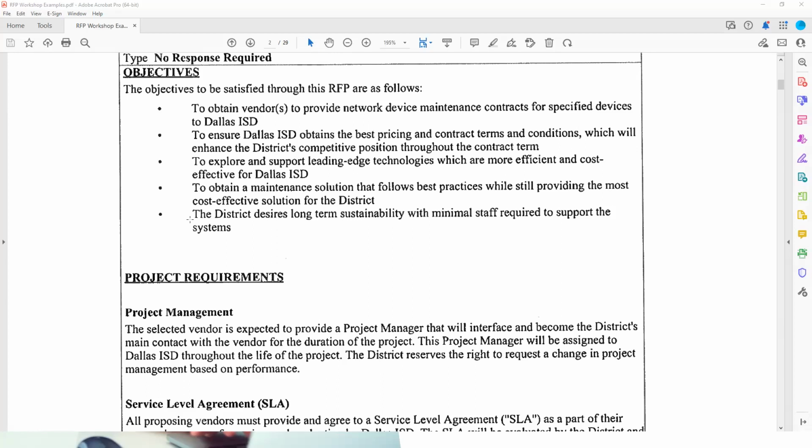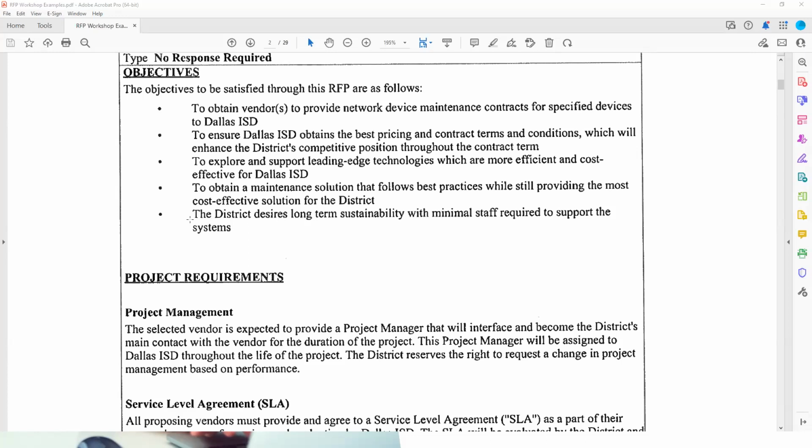To ensure Dallas ISD obtains the best pricing, who can remember the number of points for pricing? Respond in the chat if you can remember the point allocation for pricing. All right, look at that. You guys are on it. Boy, in my Dallas ISD webinars, we have some of the best attendees. You guys are paying attention. So we already know that 40 of the 100 points is for pricing.